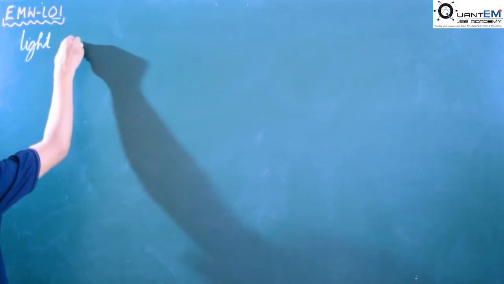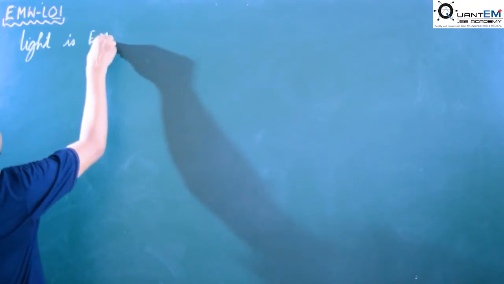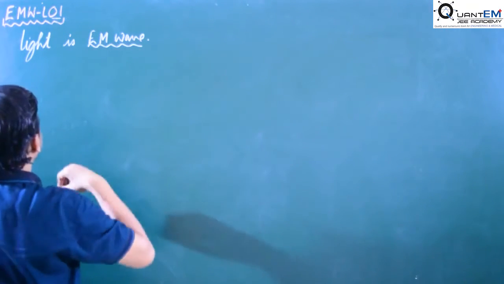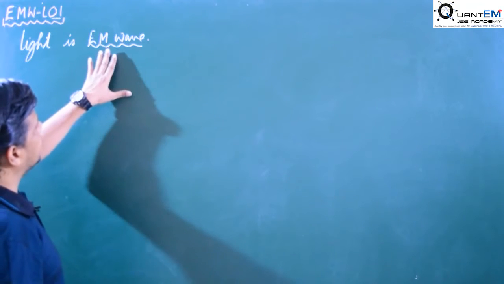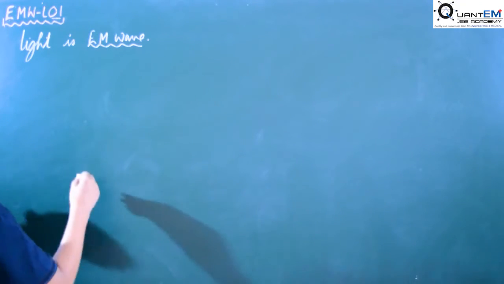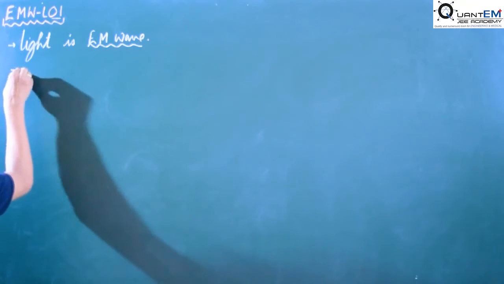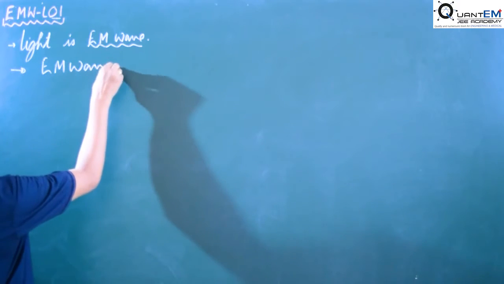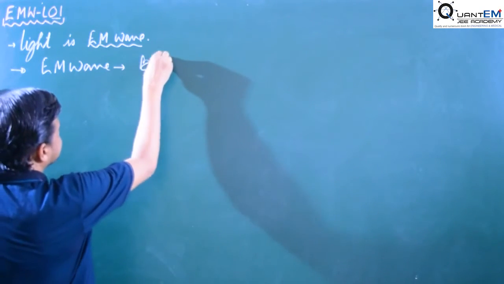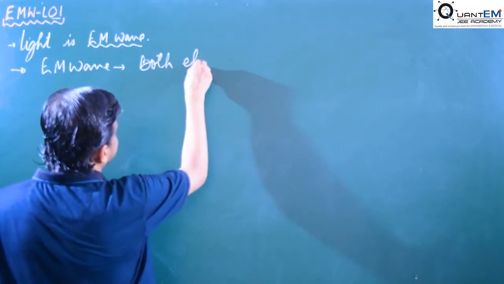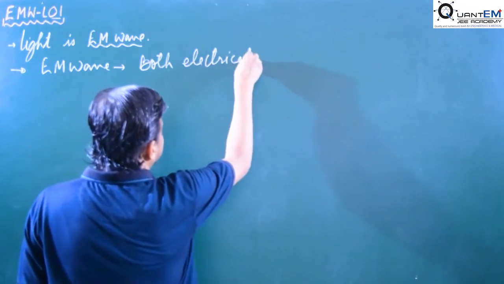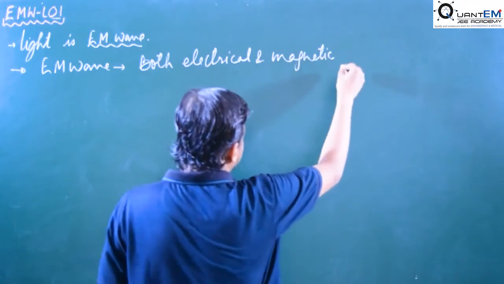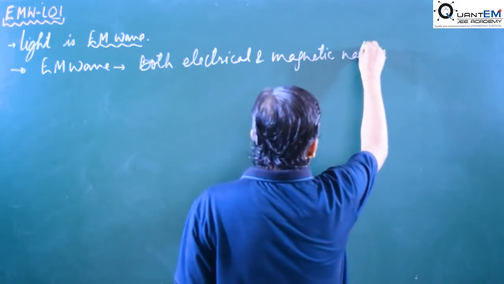Light is an electromagnetic wave, means light has both electrical and the magnetic nature. Electromagnetic wave has both electrical and the magnetic nature.